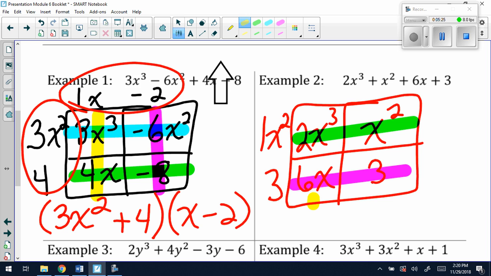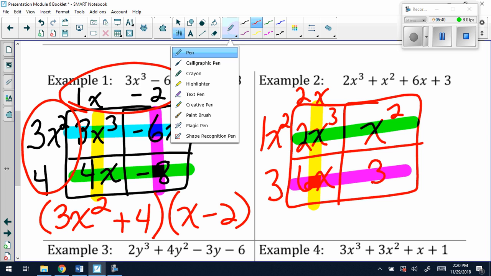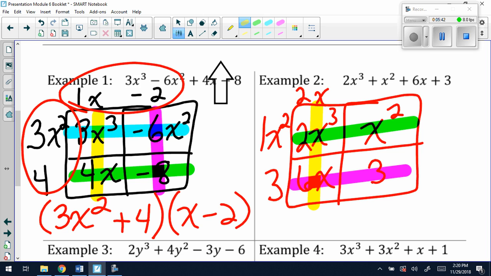Now I'm going to look at this column. 2 and 6, the 2 is common. x cubed and x squared, or x cubed and x, the x is common, the lowest exponent of 1. And then last, I am going to look at this column. 1 and 3, the 1 is common. They don't have an x in common, so it's just 1.